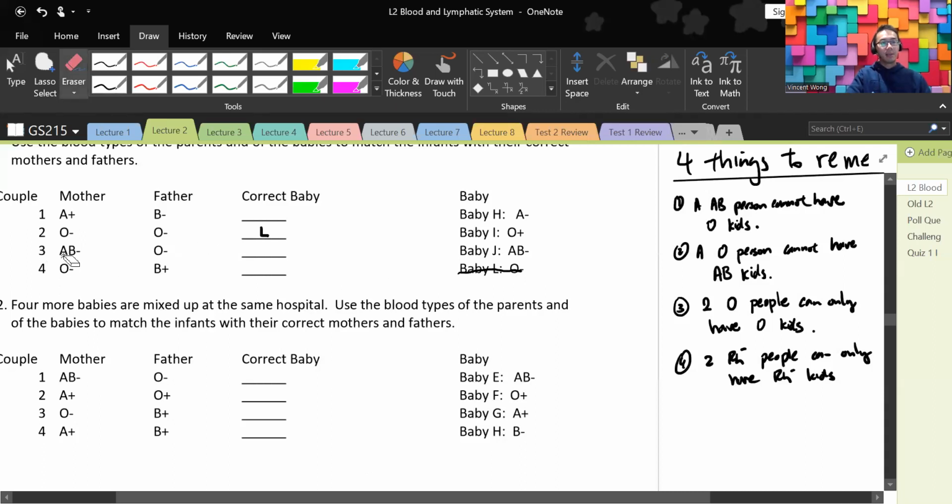Next. The mother is AB. If the mother is AB, she cannot have an O baby. Type O baby is not possible, so that's gone. The father is type O, and according to rule number 2, he will not be able to have an AB baby. So that baby is not theirs. And L is already taken. The only one left is baby H.